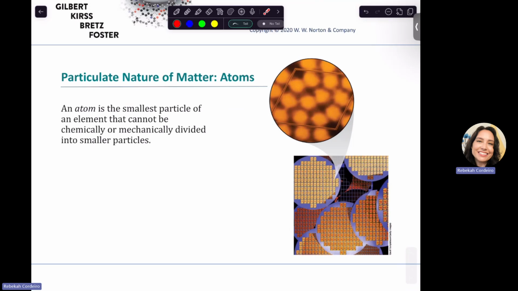So chemistry is the study of matter, and particularly we're going to start with atoms in this textbook. So what is an atom? It's the smallest particle of an element that cannot be divided into smaller particles and remain what it is. So if you have an atom of gold, that's the smallest piece that you can have of gold, and it still retains the properties of gold. An atom of carbon is the smallest piece of carbon that still has the properties of carbon.